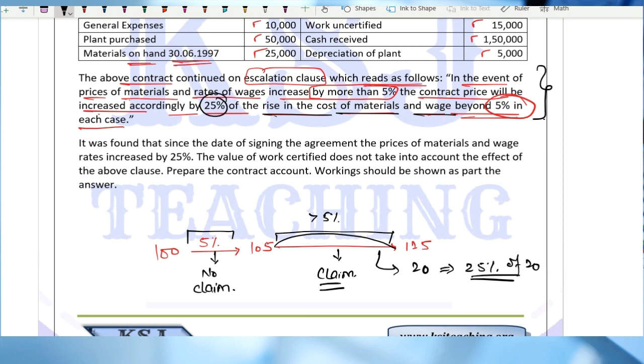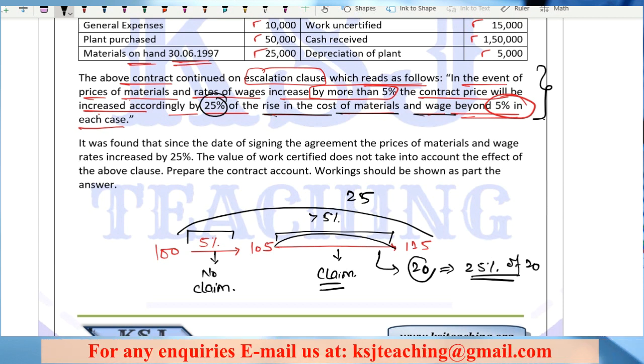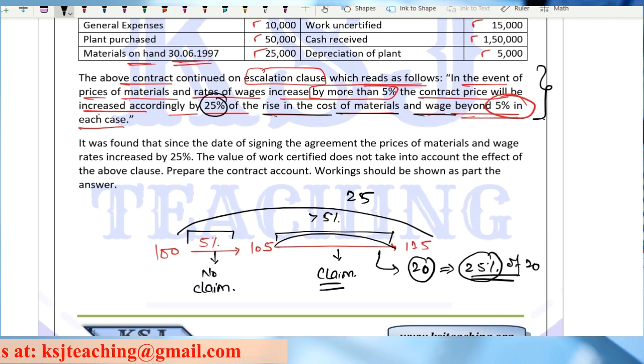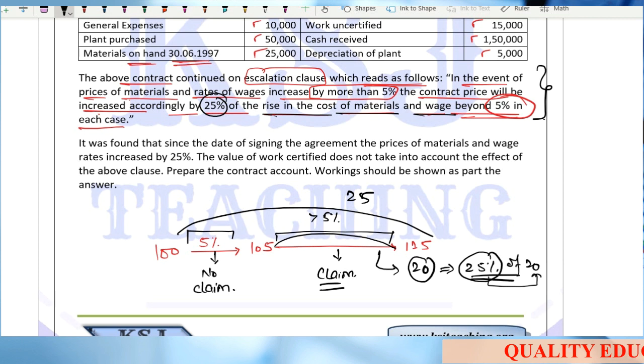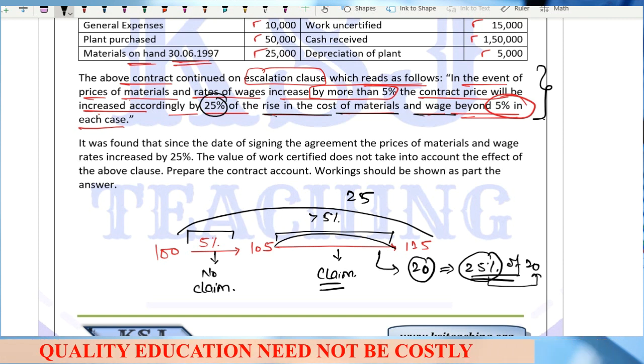Beyond 5%, what is the rise? Total rise is 25 rupees, right? But beyond 5%, the rise is only 20 rupees and the claim will be given for 25% of that rise beyond 5%. Clear? The whole crux of this question, the whole main heart of this question lies in this paragraph. If you have understood this paragraph, that means you have understood the question.